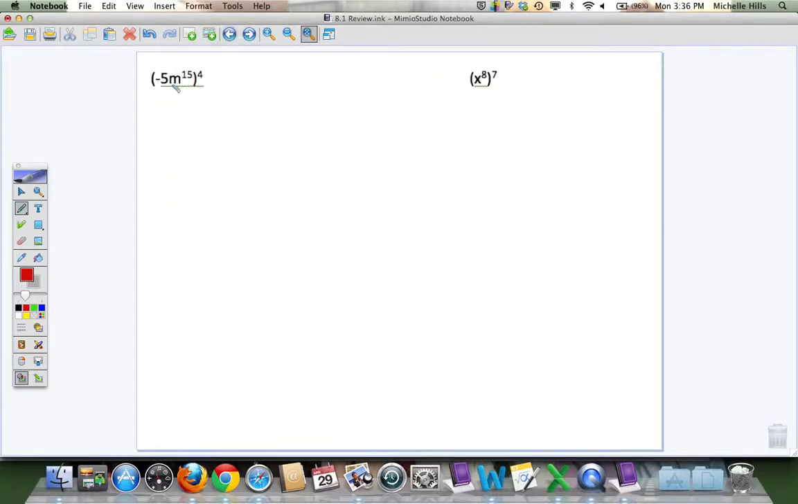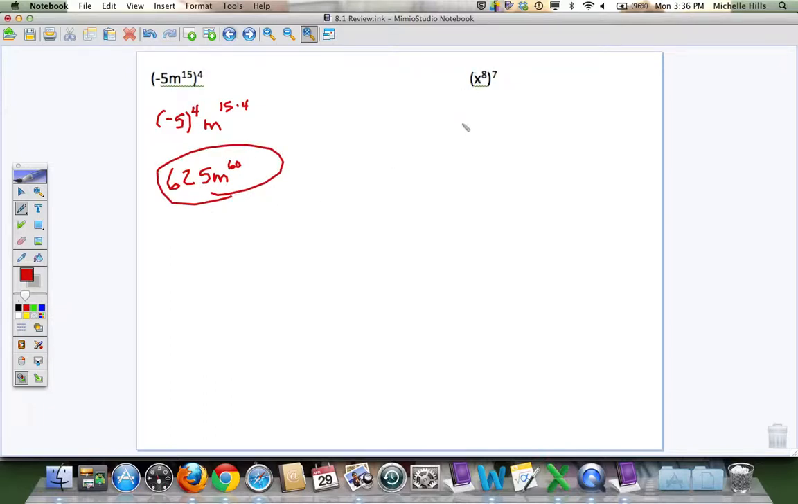This means to take this thing times itself, and times itself again. So part of that I would have negative 5 times itself, which is negative 5 to the 4th power. Yes, you have to show that work. And I would have 60 m's by the time I'm done, because I'd have 4 groups of 15 m's, so 15 times 4, which gives me 625 m to the 60th power for my final answer.